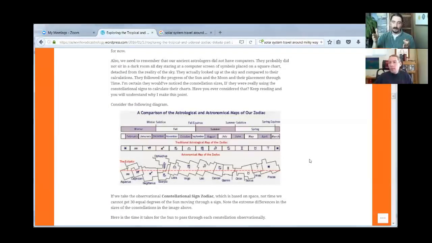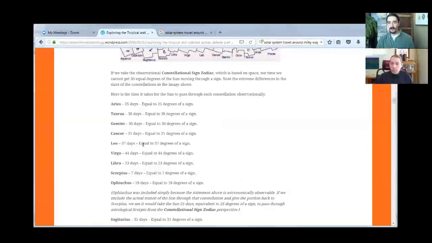But that is also applicable to the constellations, because zodiac is said to be 30 equal degrees, or each sign is 30 equal degrees. And when we look at, for example, this kind of chart, we can see that it's not like that. It's small. It doesn't add up. Virgo is huge, and we can even go and see how many degrees each of them are, and they don't make 30 degrees.